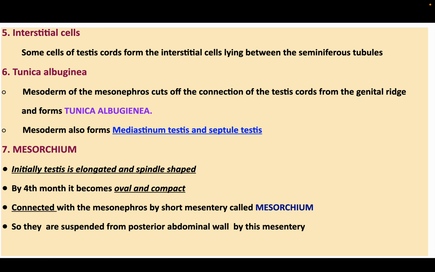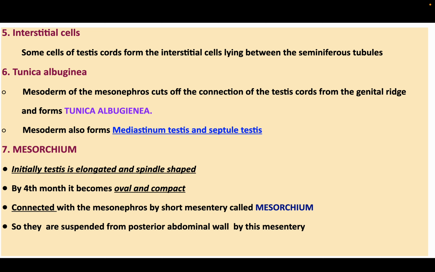of the coelomic epithelium. That coelomic epithelium sends cords of cells towards the hilum of the testis. So what is happening is that the mesoderm present in the mesonephros cuts off the connection of the testis cords from the genital ridge, and they form the tunica albuginea. This mesoderm also forms the mediastinum testis and septula testis.